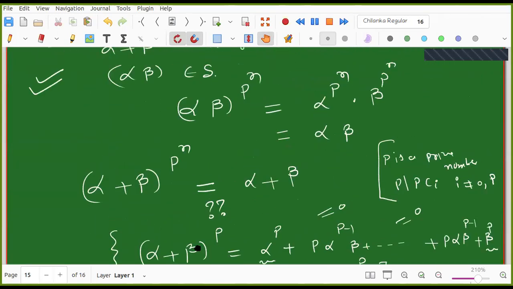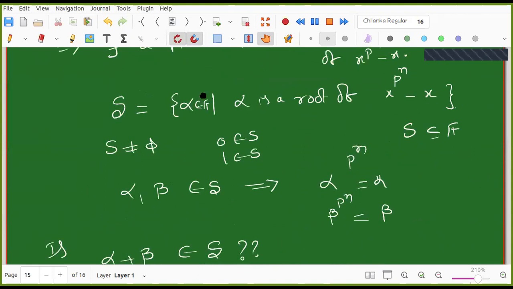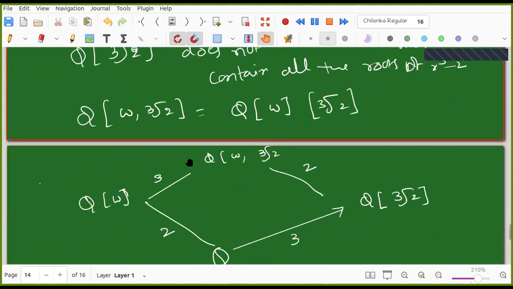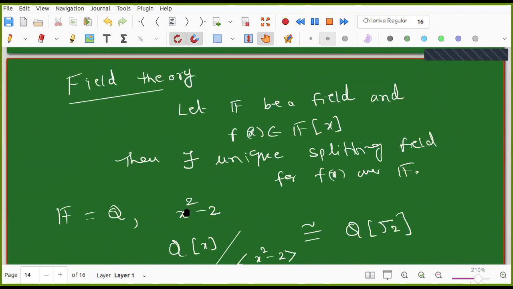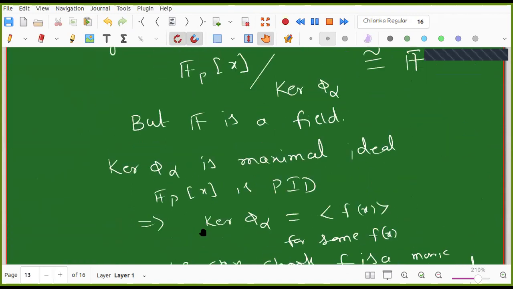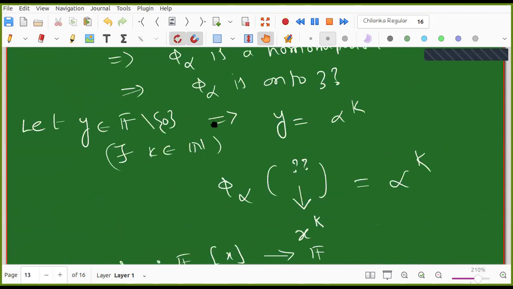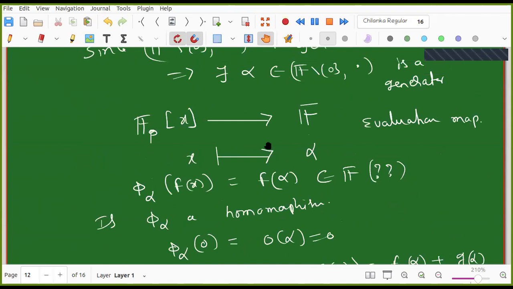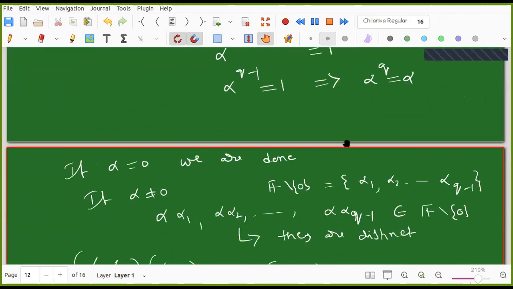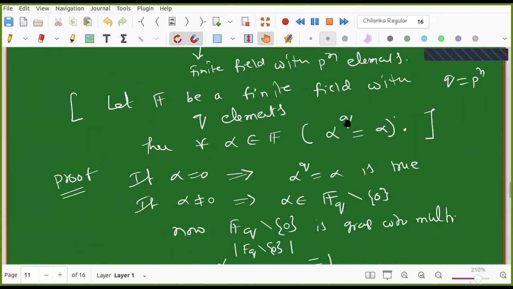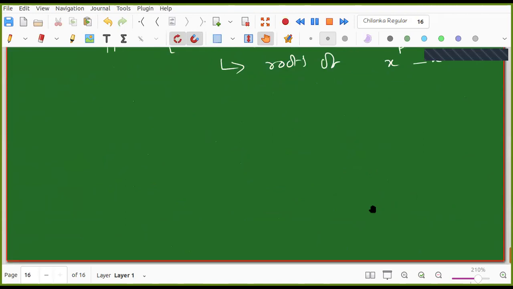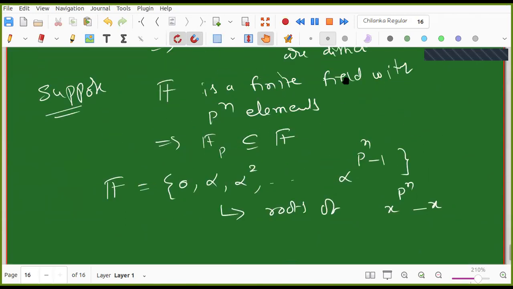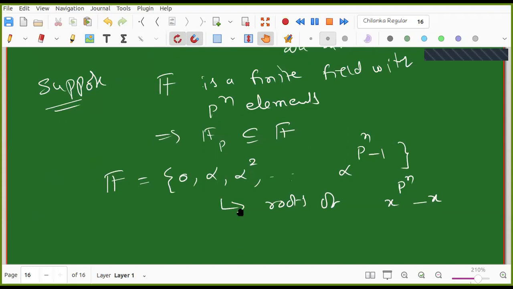Earlier we showed that all the non-zero elements satisfy the equation x power q minus 1 equal to 1, right? So every element satisfies this equation, with q equal to p power n. So what are we telling? F is a finite field with p power n elements. Then what is F now?